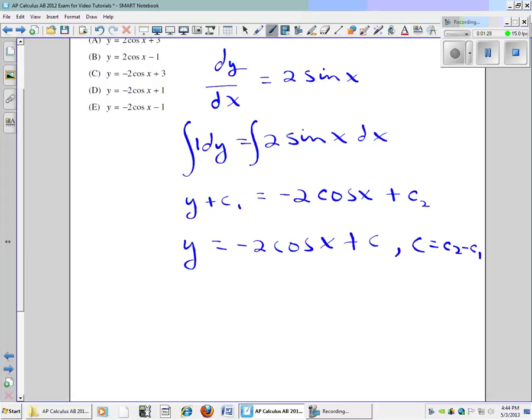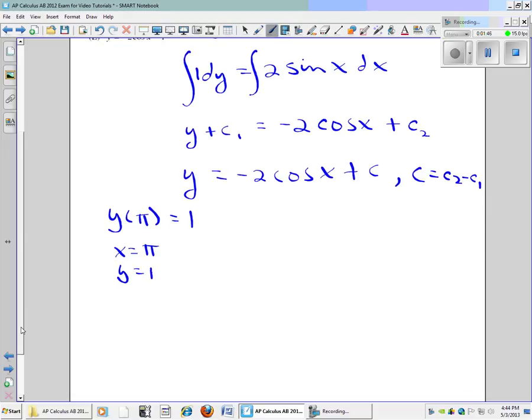Now, if you look at your answer choices, you don't see anything like that, and that's because we have an initial condition. We were given that y of pi is equal to 1. And so that means the x is pi and the y is 1, and we're going to substitute those values in and solve for c. So we have 1 equals negative 2 times the cosine of pi plus c.